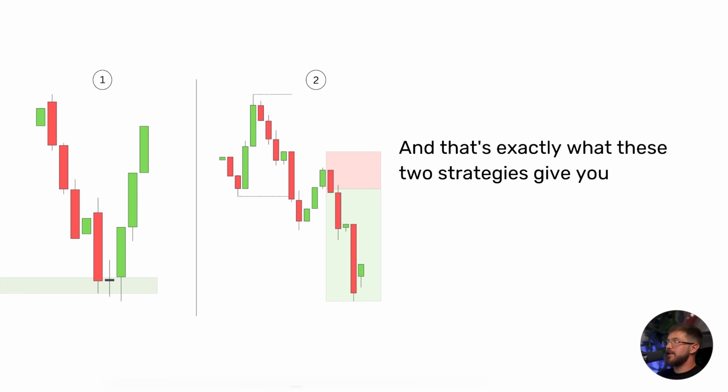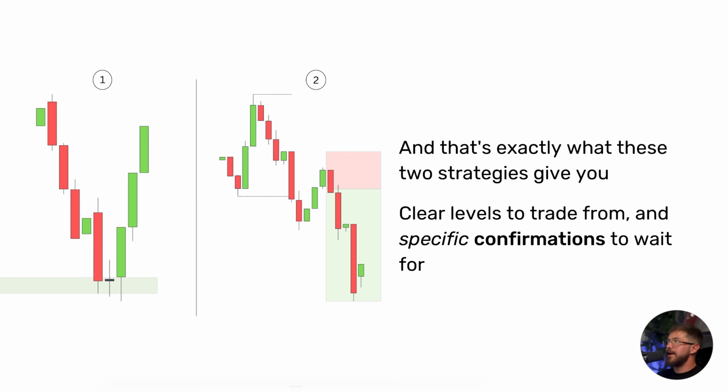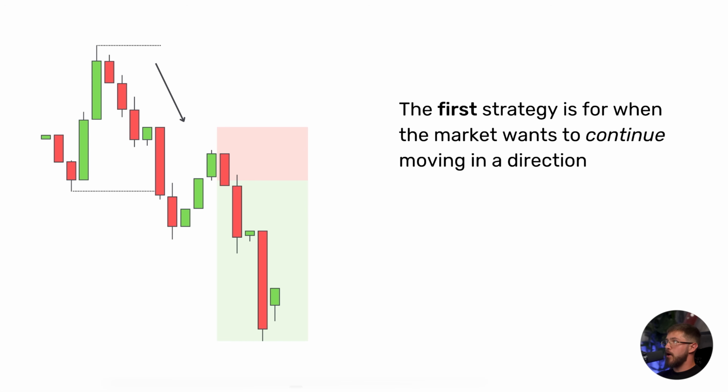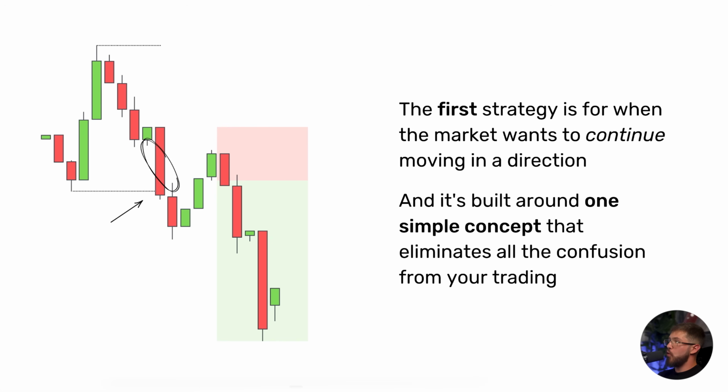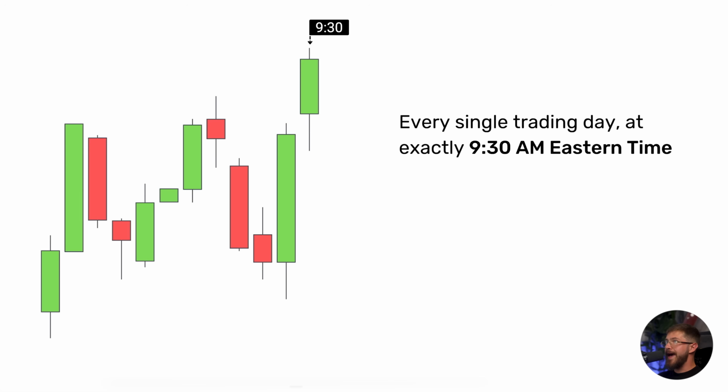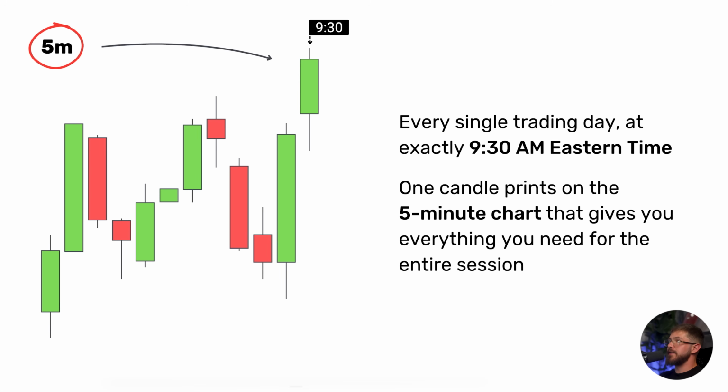And that's exactly what these 2 strategies give you. Clear levels to trade from and specific confirmations to wait for. The first strategy is for when the market wants to continue moving in one direction, and it's built around one simple concept that eliminates all the confusion from your trading. Every single trading day at exactly 9:30 a.m. Eastern Time, one candle prints on the 5-minute chart that gives you everything you need for the entire session.